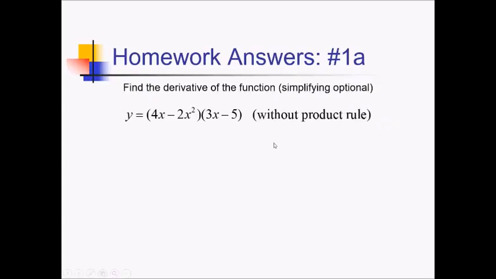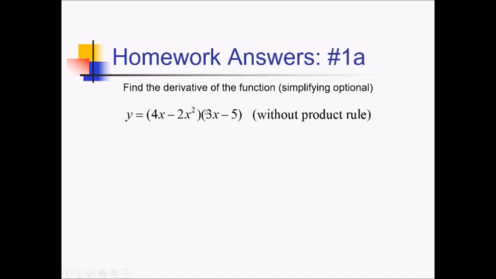On this problem, I'm trying to find the derivative of this function with no simplifying required. So I'm going to do this using no product rule, and then I'll do it again using the product rule just so you can see both approaches here. This one's a little bit faster without the product rule if you needed to simplify. So we're going to start by just distributing this out using FOIL.